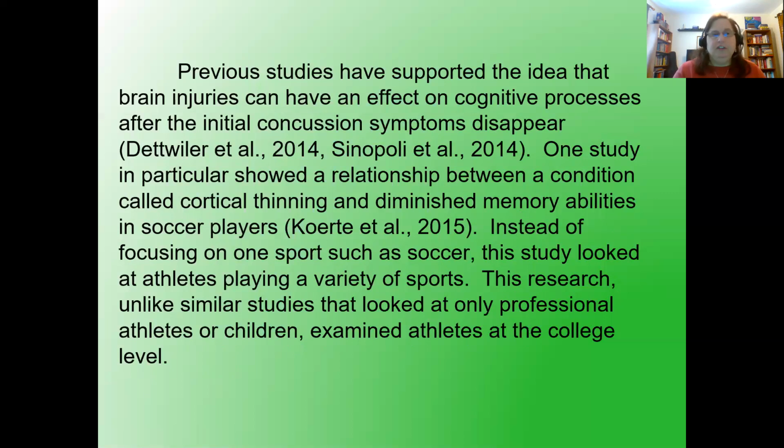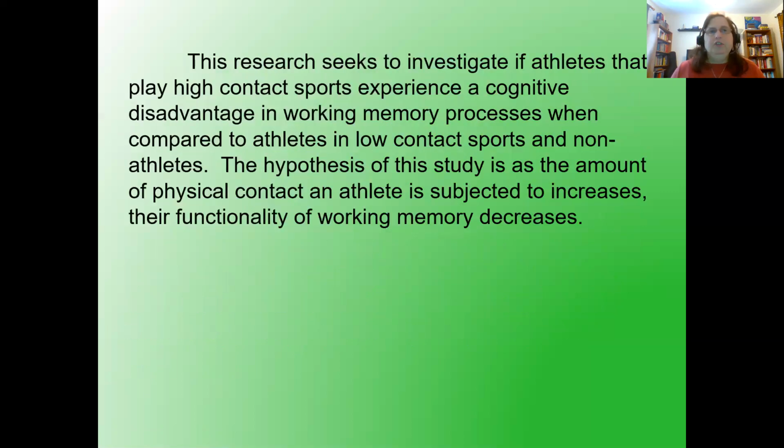Okay, now let's go to the last page. This research seeks to investigate if athletes that play high-contact sports experience a cognitive disadvantage in working memory processes when compared to athletes in low-contact sports and non-athletes. The hypothesis of the study is as the amount of physical contact an athlete is subjected to increases, their functionality of working memory decreases. Very nice hypothesis here.